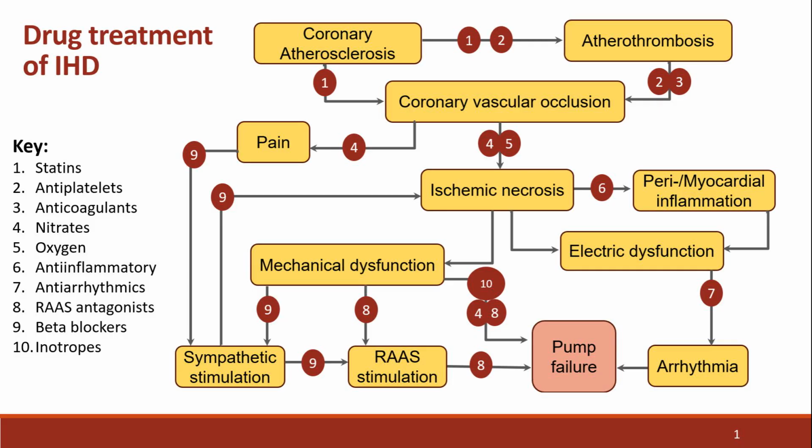Thus, we have several steps where we can intervene in this pathogenesis and also provide symptomatic relief, as shown in this diagram. Note how various drug classes intervene. Statins stabilize plaques, antiplatelets and anticoagulants prevent thrombosis, nitrates and oxygen relieve ischemia, while beta blockers and ROS antagonists protect the heart from remodeling. Nitrates, listed as fourth, is our main topic in this lecture. Other drugs are discussed in separate lectures and can be viewed on the channel.